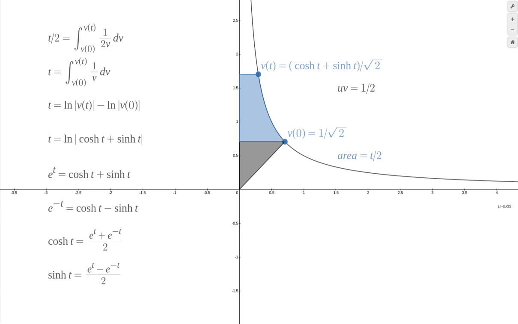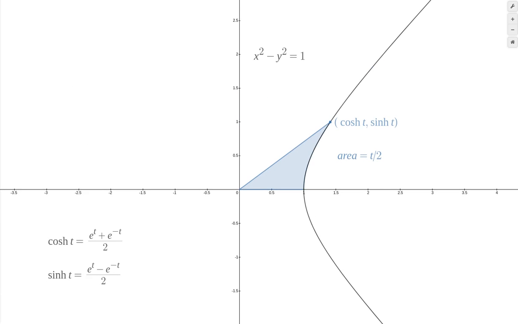And so our conclusion here is going back to the original hyperbola, x squared minus y squared equals 1. If the area affiliated with a point is going to be t over 2, and the point has coordinates cosh t and sinh t, then we know that cosh t is equivalent to e to the t plus e to the negative t over 2, and sinh t is equivalent to e to the t minus e to the minus t over 2. So in our next video, we can explore what this means for derivatives of cosh t and sinh t, as well as some common identities that relate them.